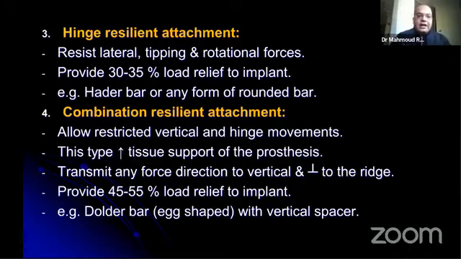Combination resilient attachment allows restricted vertical and hinge movements. This type increases tissue support of the prosthesis and transmits force in any direction, vertical and perpendicular to the ridge crest. It provides 45 to 55% load relief to the implant. Example for it, the Dolder bar with the vertical spacer. We saw it before in a photo.